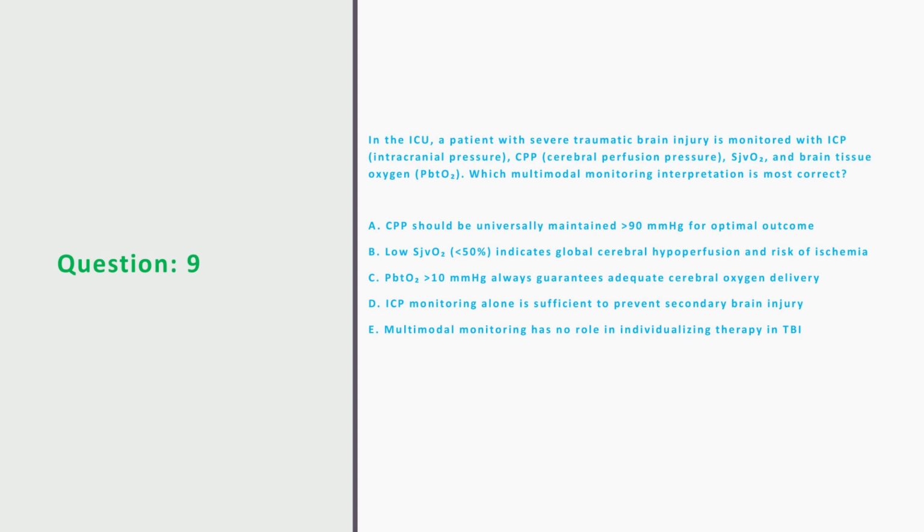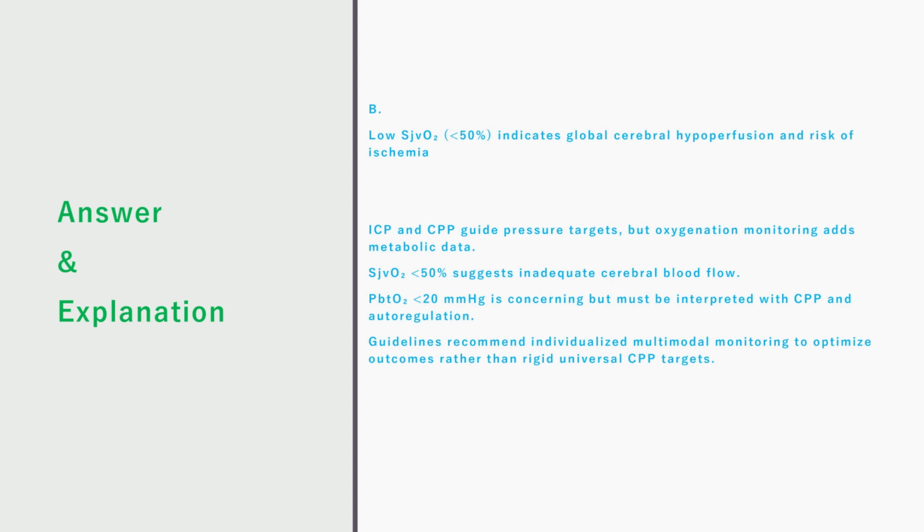A. CPP should be universally maintained greater than 90 millimeters of mercury for optimal outcome. B. Low SjVO2, less than 50%, indicates global cerebral hypoperfusion and risk of ischemia. C. PbTO2 greater than 10 millimeters of mercury always guarantees adequate cerebral oxygen delivery. D. ICP monitoring alone is sufficient to prevent secondary brain injury. E. Multimodal monitoring has no role in individualizing therapy in TBI. Correct answer is B. Low SjVO2, less than 50%, indicates global cerebral hypoperfusion and risk of ischemia.